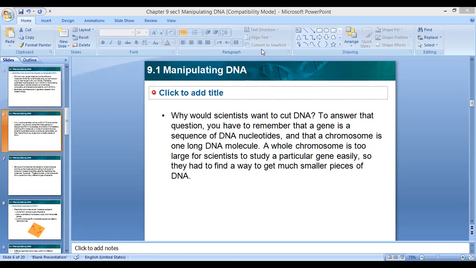So a whole chromosome is too large to study a particular gene easily. It is very long compared to the genes in it. It's a big molecule. So they had to find a way to get much smaller pieces of DNA to study genes, pieces of genes alone. Okay, so why do we want to cut the DNA? Our scientists, why do they want to cut the DNA, guys?